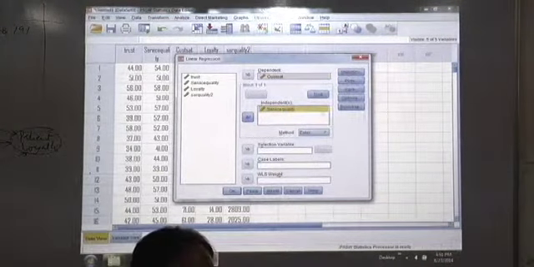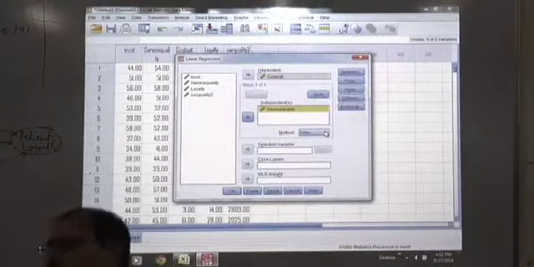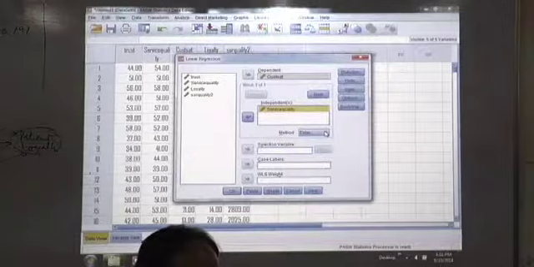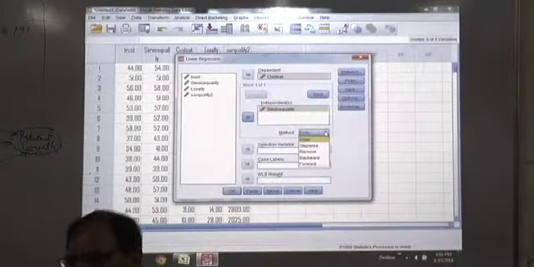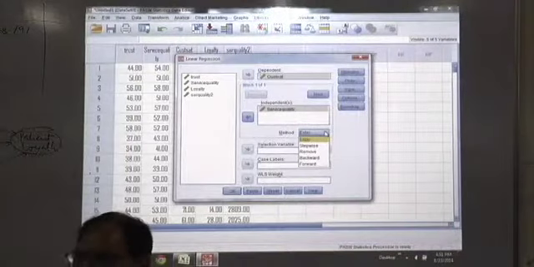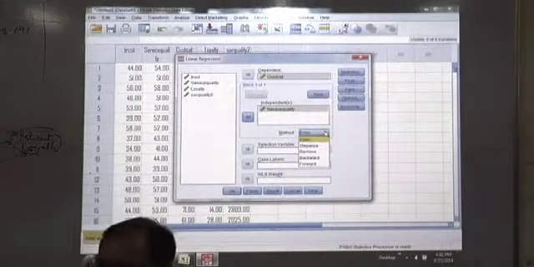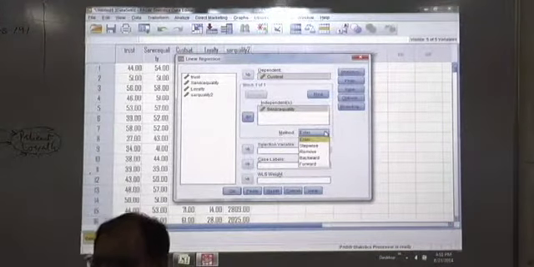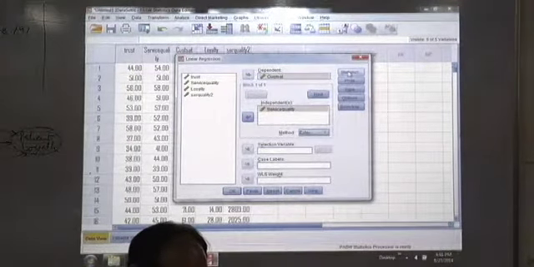Now, look at the method. This will come into play when you have multiple regression. At this moment it will not be useful. Method enter means all the independents are entered together. Now it's only one, so no sequence is required. Stepwise means they can be entered one by one. Remove means you enter all together, then remove one by one, and so on. Therefore, at this moment we will not be using it.